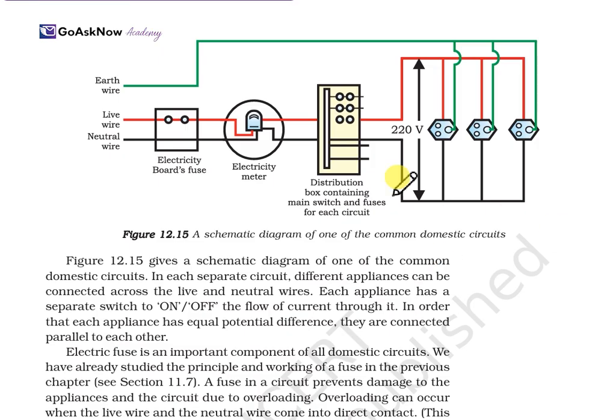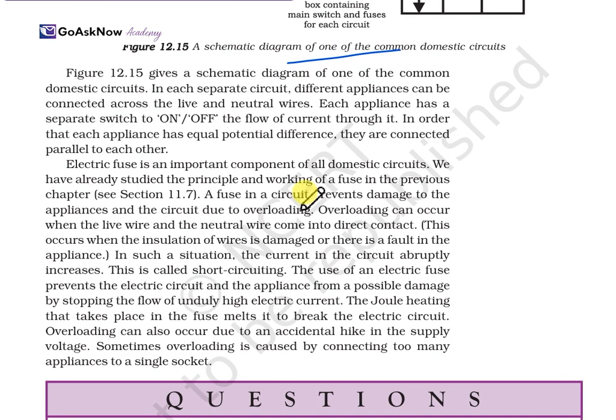Okay, see how this works. This is the earth wire, green color. Red color wire is the live wire. Electricity goes through the fuse, the electricity meter, then is distributed according to the current rating. This is the schematic diagram of a common domestic circuit. One more thing, this figure 12.15 gives a schematic diagram of one common domestic circuit. In each separate circuit, different appliances can be connected across the live and neutral wire.